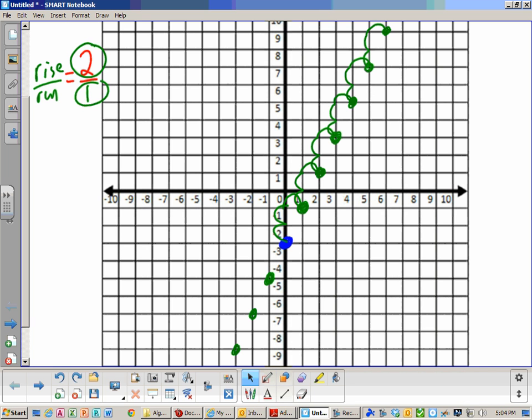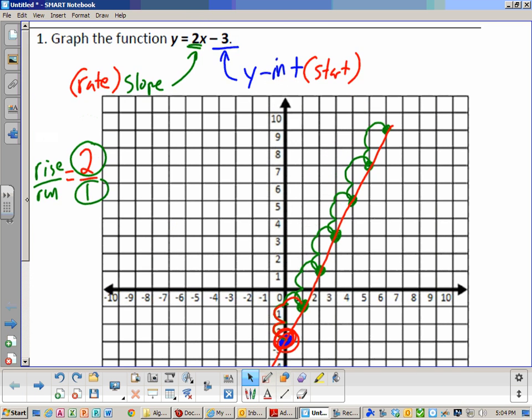And now you're ready to draw your line. Don't forget, the key thing is you start at your y-intercept and you follow the slope's directions, up 2 over 1. You always start at the y-intercept though. Y-intercept is your start. So that's question number 1. Real easy problem, all just for you.